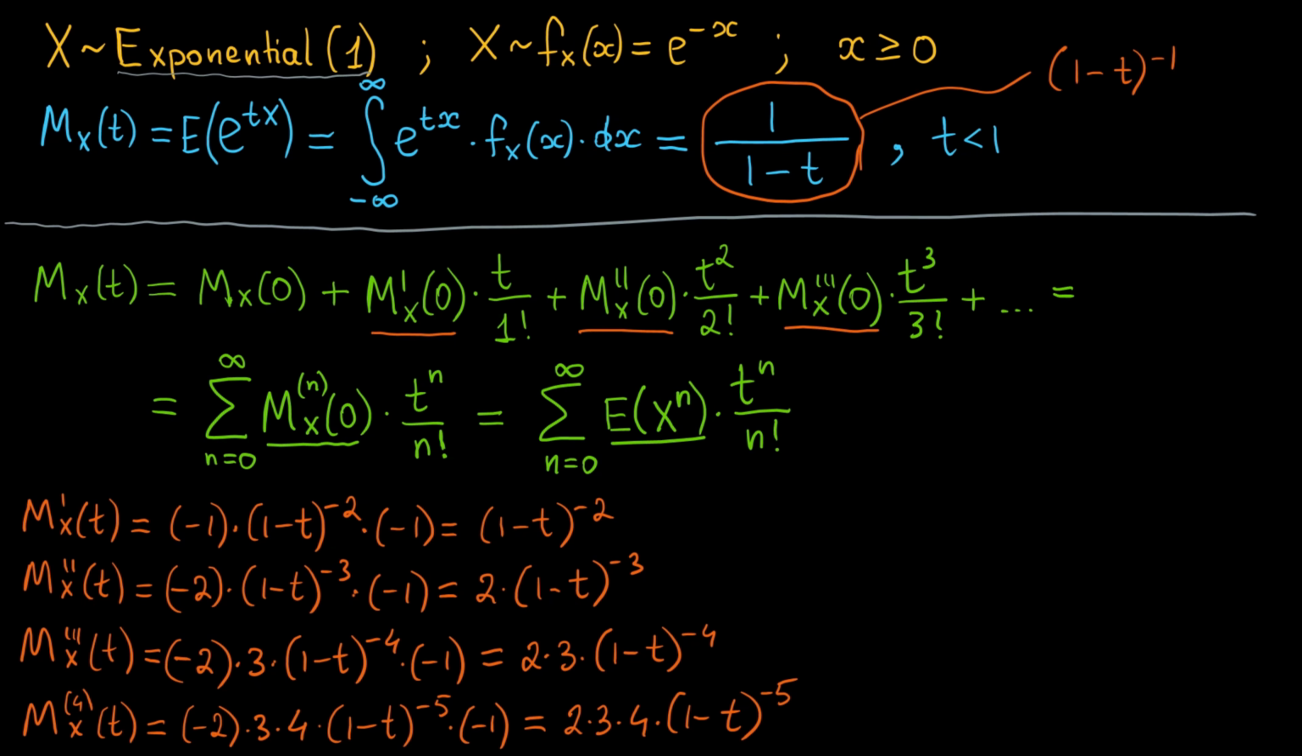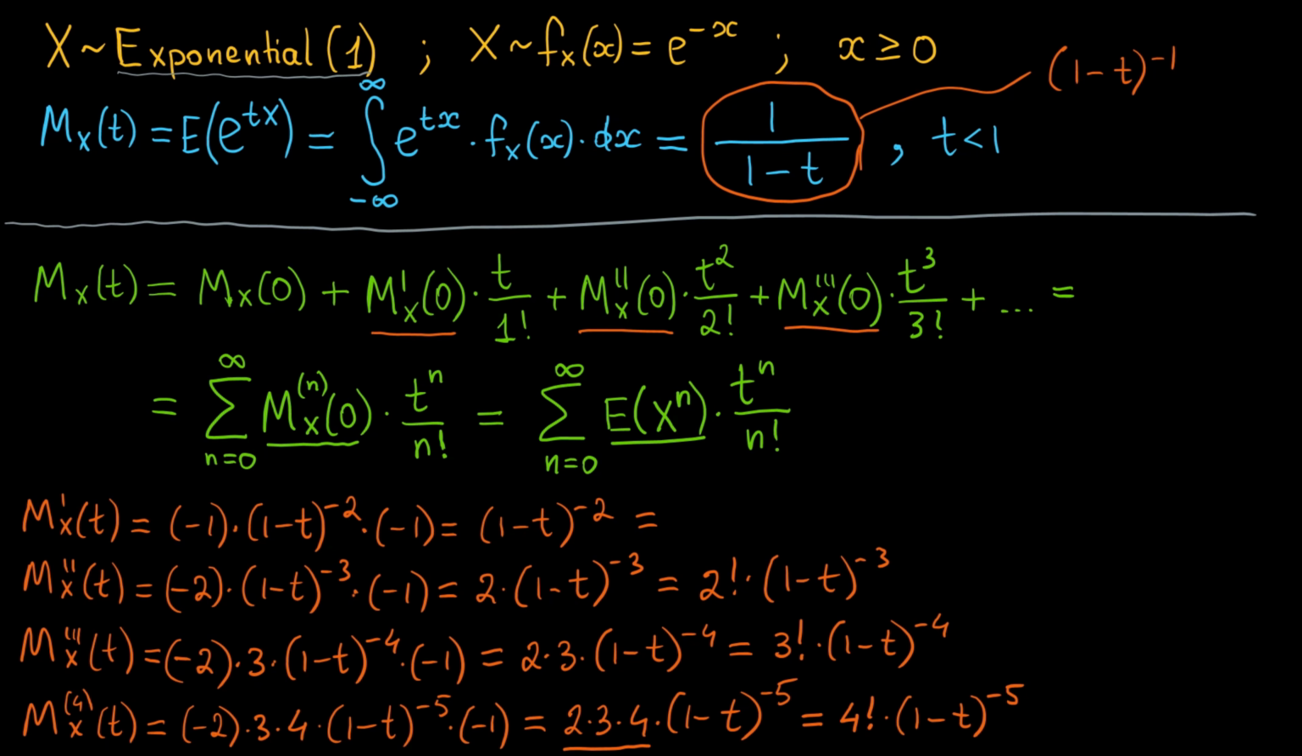And we can now recognize something. 2 times 3 times 4 is 4 factorial. So what we have is 4 factorial times 1 minus t to the power of minus 5. And this here was 3 factorial times 1 minus t to the power of minus 4. And this was 2 factorial times 1 minus t to the power of minus 3. And finally, this was 1 factorial times 1 minus t to the power of minus 2.